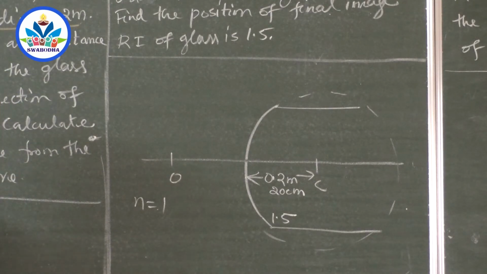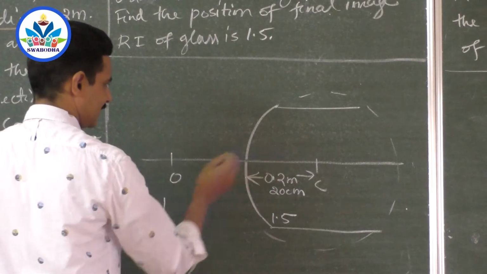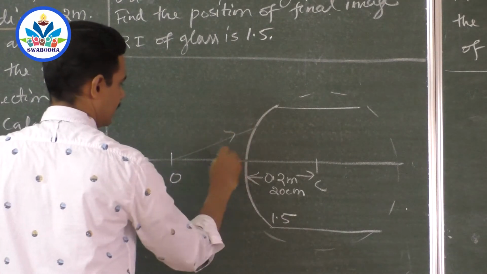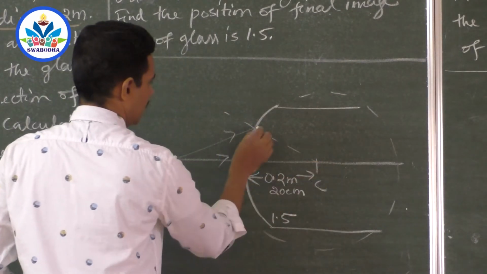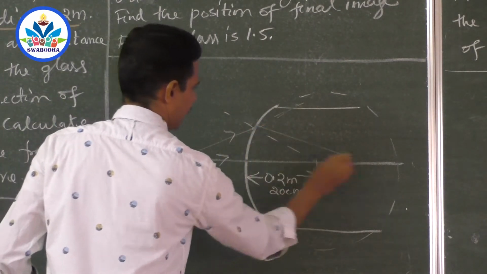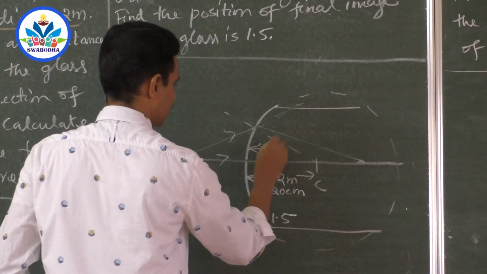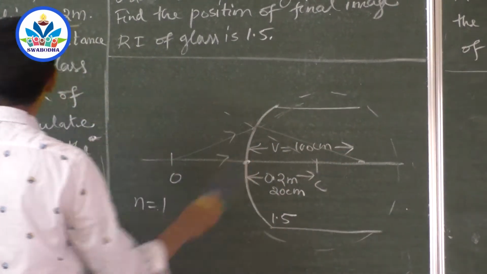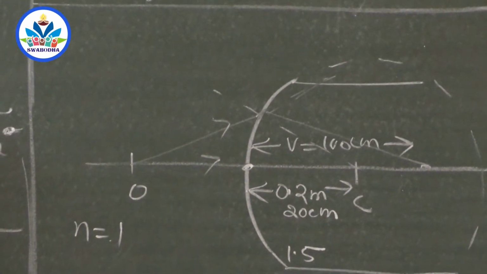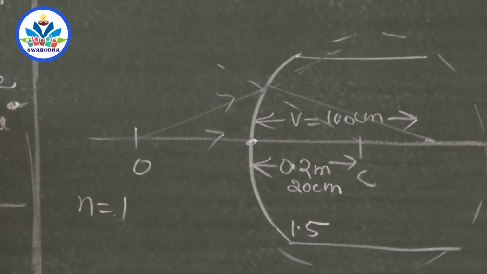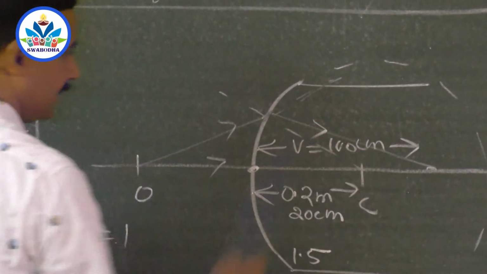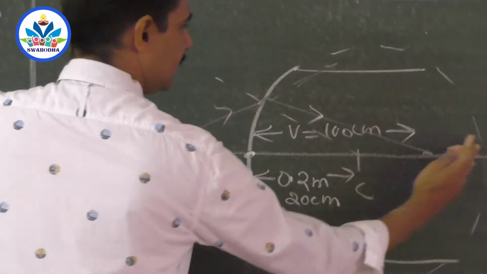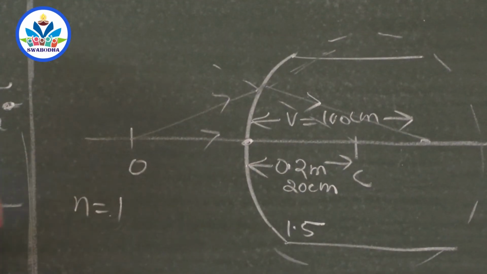Radius 20 centimeter. Image is formed at a distance of 100 centimeter from the glass. Okay, so that is the same condition: a ray of light here, this is the normal, and the ray of light, instead of moving like this, bends like this, and image is formed at a distance of 100 centimeter from the glass, from the pole, in the direction of incident light. That is a clue given by them. Image is formed in the direction of incident light, not to this side, right?